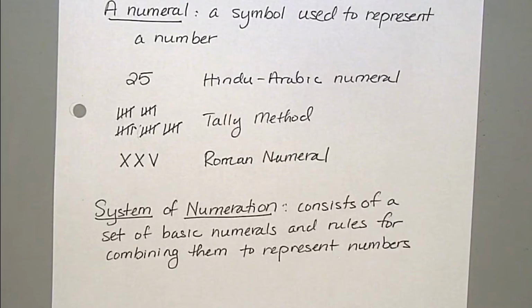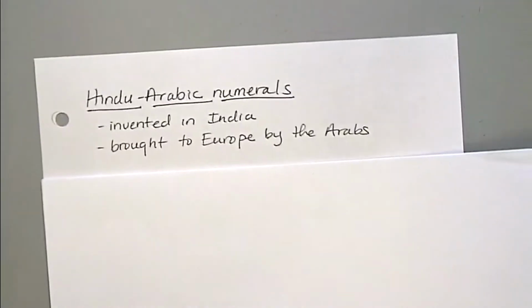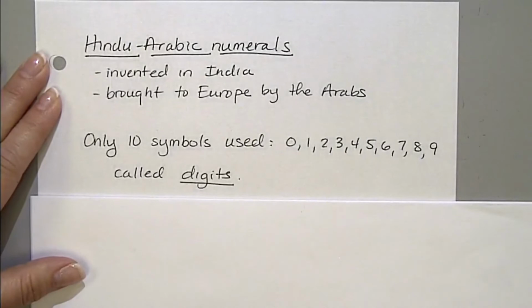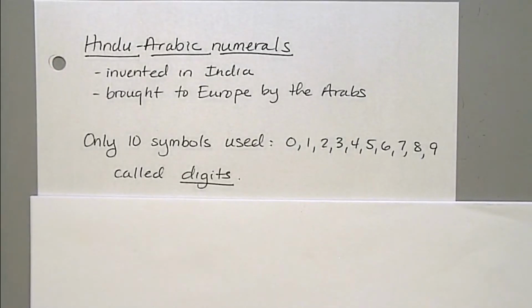All right, so let's look at our Hindu-Arabic numerals. They are called Hindu-Arabic numerals because they were invented in India, where they practice Hinduism, and they were brought to Europe by the Arabs. The Hindu-Arabic numerals only use 10 symbols. You might have thought that we had more symbols, but it's just 10 symbols used together in different arrangements. We have 0, 1, 2, 3, 4, 5, 6, 7, 8, 9, and we call them digits. So we've got 10 digits in this system.